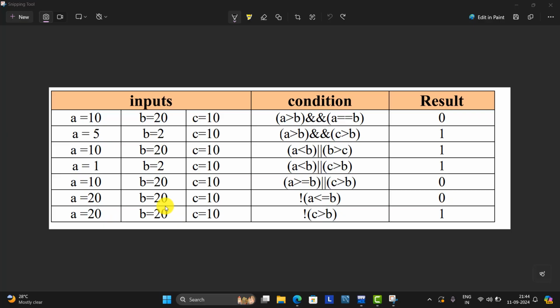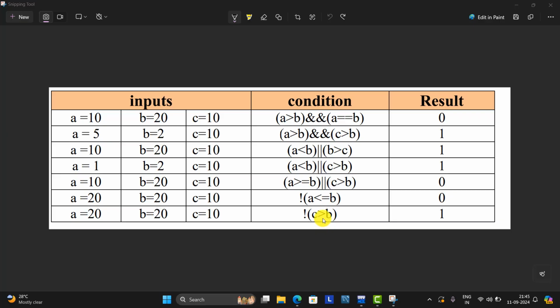20 less than or equal to 20, the condition is true only because we have given equal to as well, right? 20 greater than or equal to 20, the answer is 1 only. Then the inverse of 1, because 1 gets converted into 0 and 0 is converted to 1. So logical NOT of 1 inverts it to 0. So that is how 0 came here. So A is equal to 20, B is equal to 20, C is equal to 10. Now let us see the calculations that I am highlighting now.